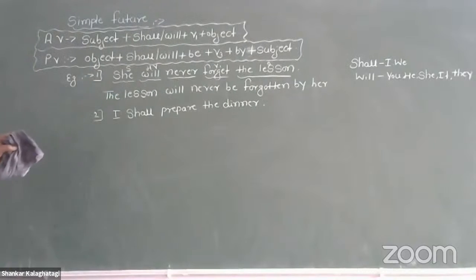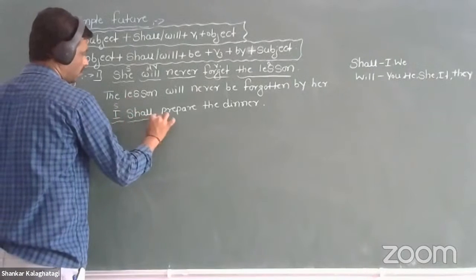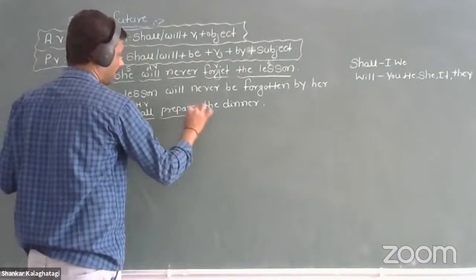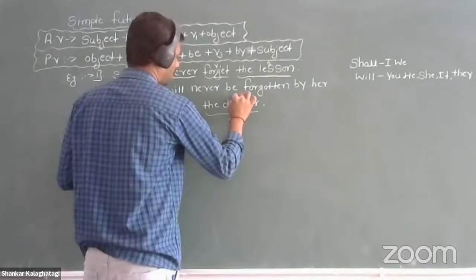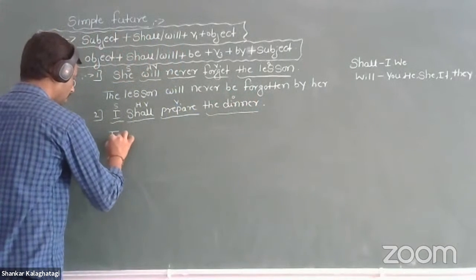Okay, simply watch it. So I is the subject here. Okay, what we are having. So shall is our helping verb. Okay, so prepare is our first form of the verb. The dinner is our object. Now what we have to write first? Write the dinner.